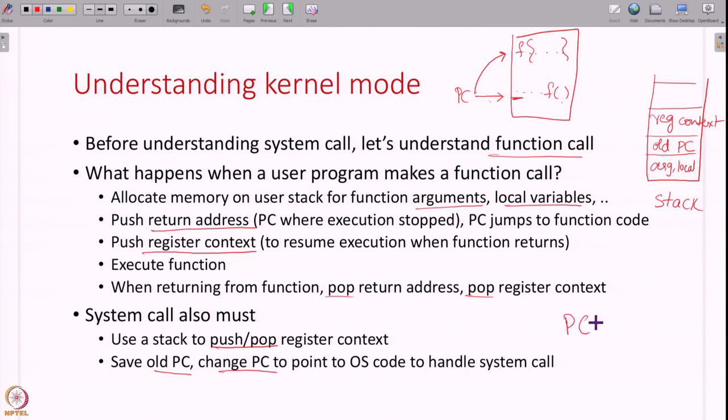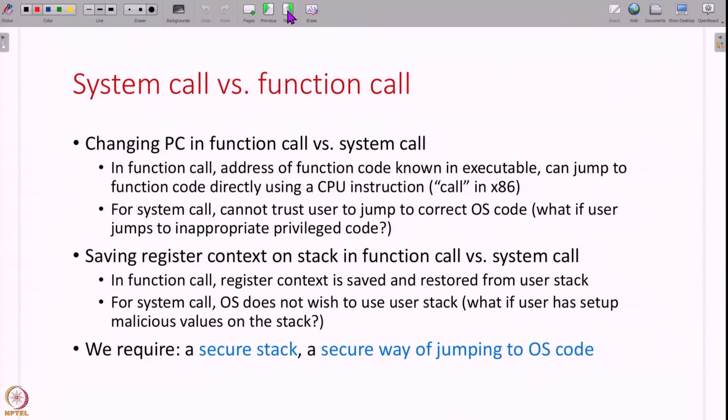In a system call also, at a high level, your program counter is pointing to some user code and then you want to save this value of the program counter, you want to jump to the OS code that handles the system call and then you want to go back again to the user code, right. This is also what you want to do in a system call. But there are a few differences from a function call. And what are those differences? Let us understand them, right.